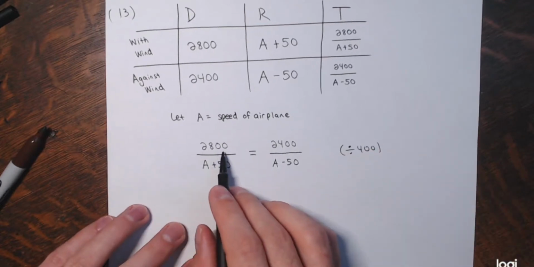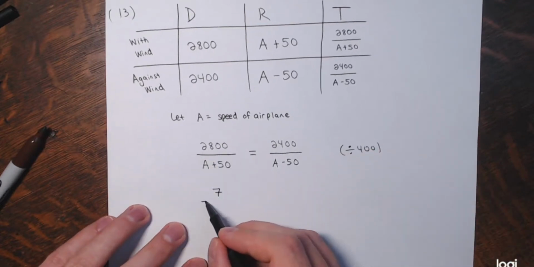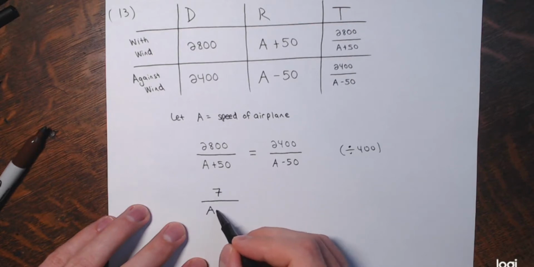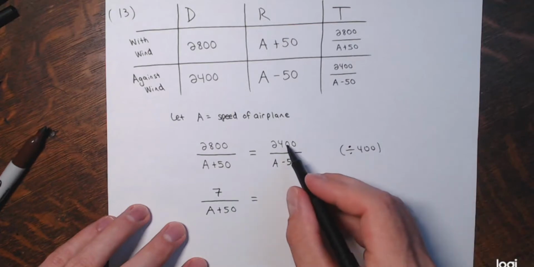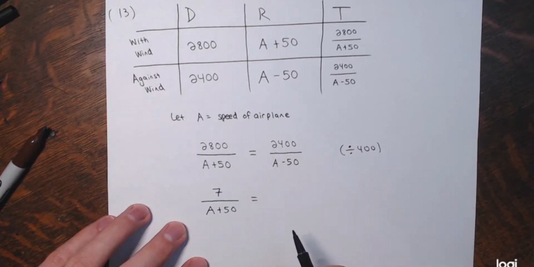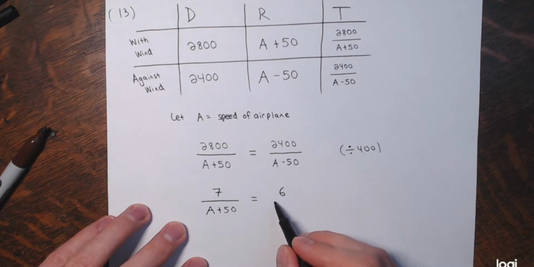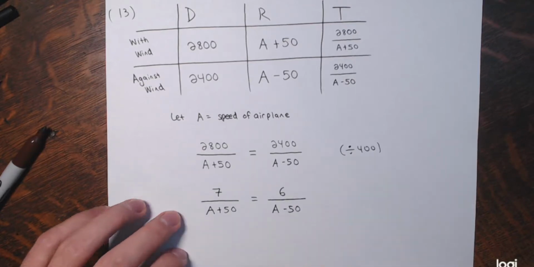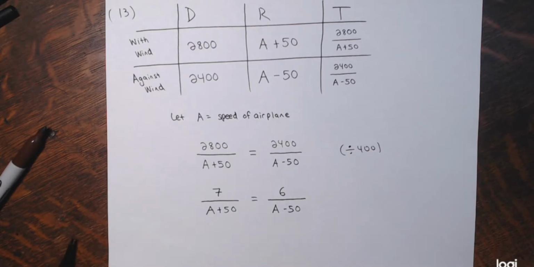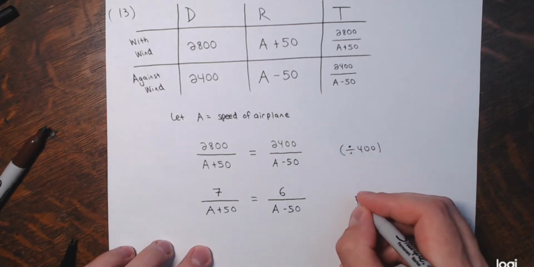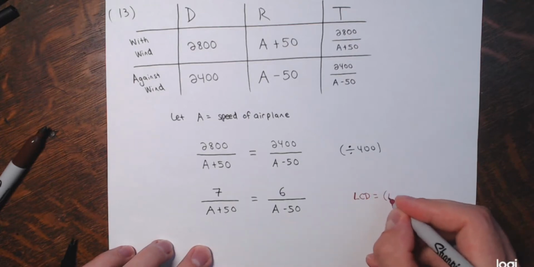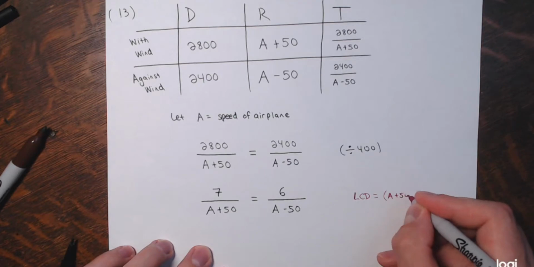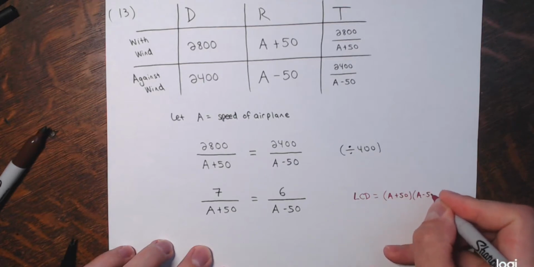So if I divide that by 400, it's going to be 7. So I have 7 divided by a plus 50 on the left. And dividing this side by 400, 400 goes into 2400 6 times. 6 over a minus 50. Right? And now the numbers are much easier to deal with. Alright, so same as always, the LCD is, again, very easy to see in all these problems so far. A plus 50 times a minus 50.